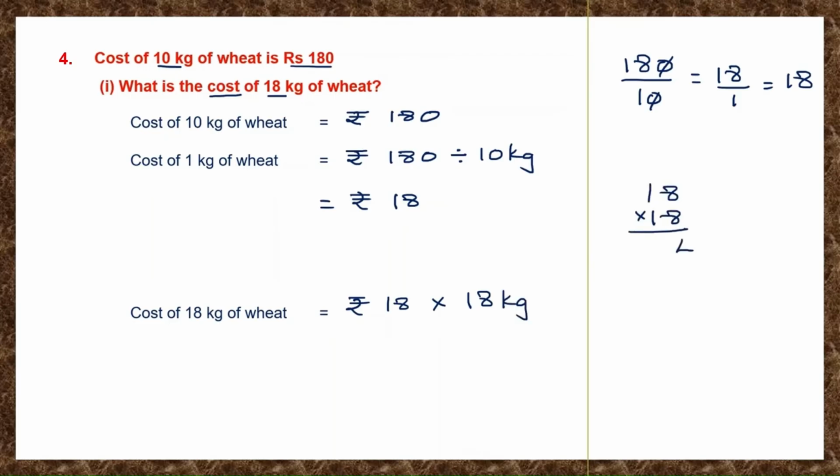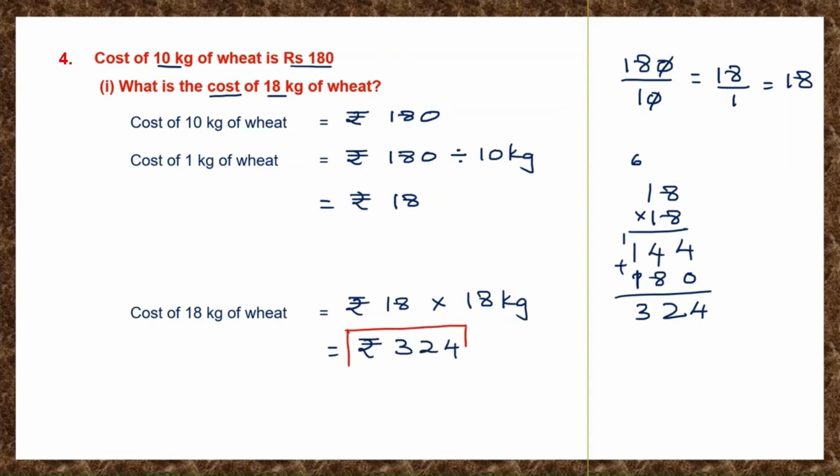8 8s are 64, carry 6. 8 1s are 8, plus 6 is 14. Second step, 1 8s are 8, 1 1s are 1. So plus 4, 4 plus 8 is 12, carry 1, 1, 2, 3. So I've got 324 as the cost of 18 kgs of wheat. So what is the cost here? Rupees 324. This is for 18 kgs of wheat.